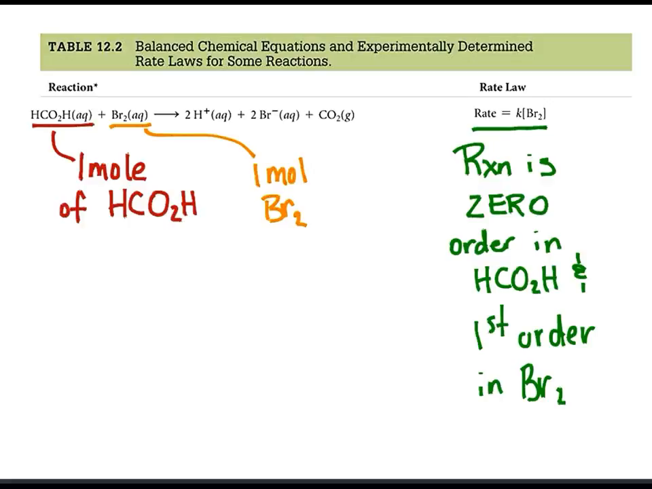First order with respect to bromine means that if we double the bromine concentration, the rate should double. We'll talk more about that.